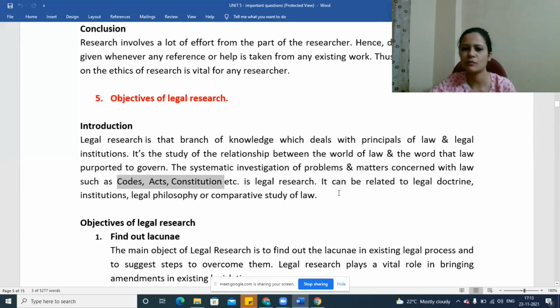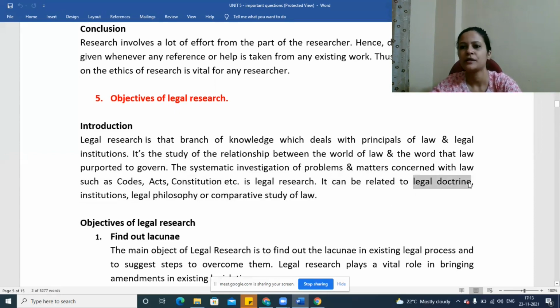So it may be that we want to research matters concerned with a law. We want to figure out what the problems are in, maybe, the Indian Penal Code. So we want to find out what the problems with that legislation are. That can also be research. It can be related to a legal doctrine, institutions, legal philosophy, or comparative study of law. As such, there is no restriction. The researcher is free to take up any topic.